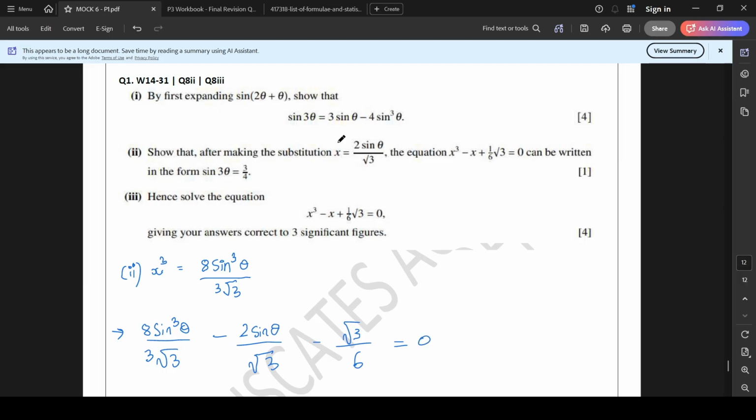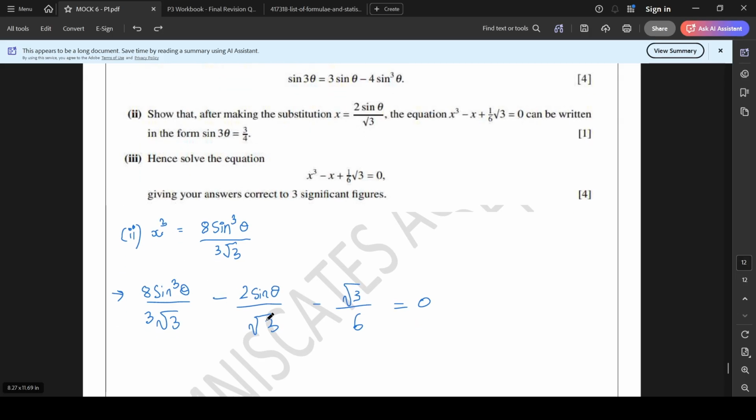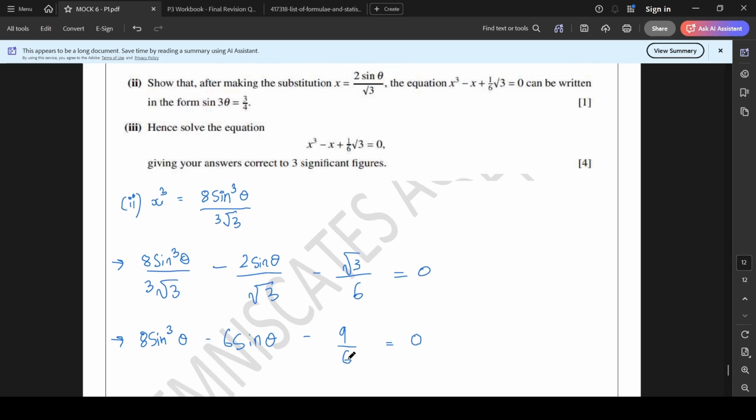Now how can I simplify it so that I am able to at least get this format so that I can replace it with sine 3 theta. Over here, my first thing is let us get a common denominator of 3 root 3 and then send it to the right hand side so that it can be simplified. So for the first term, let me just change the color back to blue. So it is going to be 8 sine cube theta, then minus 6 sine theta. And then over here, I'm going to multiply by 3 root 3. So it's going to become 9 over 6 is equal to 0. Of course, the common denominator, I've shifted it to the right hand side.